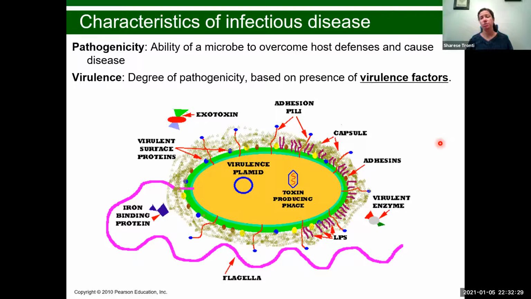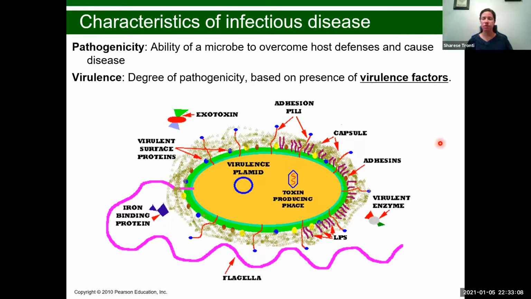And what is a pathogen? Well, we just learned a pathogen is a microbe that causes disease. So the pathogenicity is the ability of a microbe to cause disease. And that's measured in virulence, the degree of pathogenicity, which is based on the presence of virulence factors. Different microbes will have different virulence factors, and virulence factors cause the microbe to have or increase its virulence and be pathogenic.